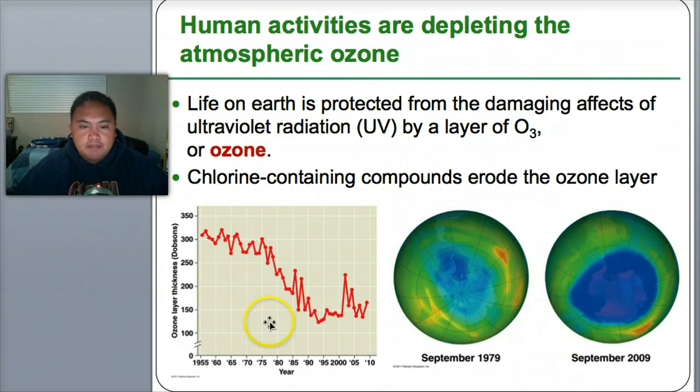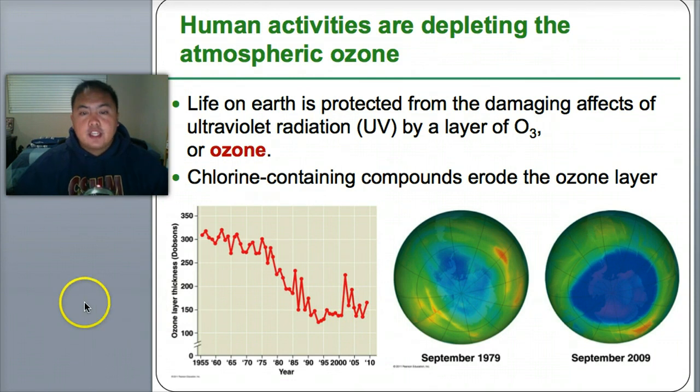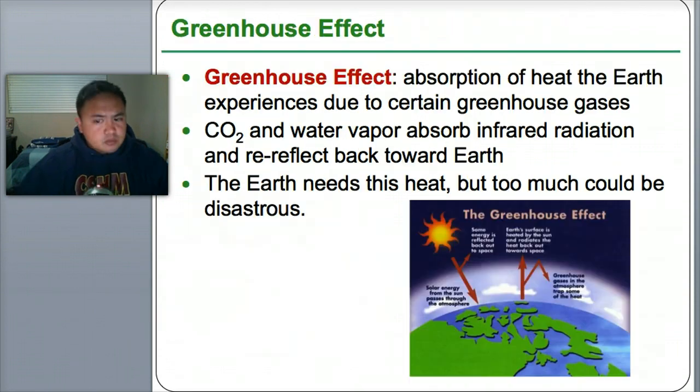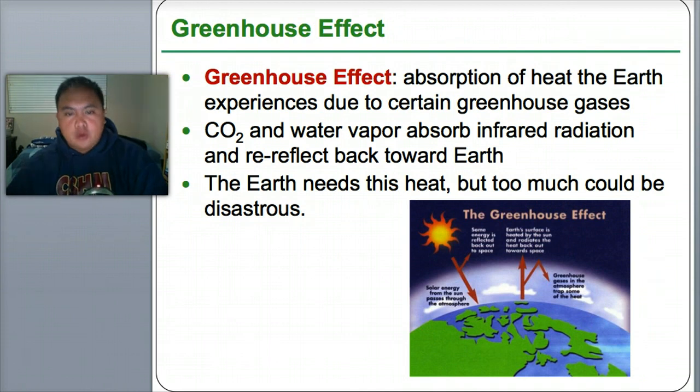The layer is just eroding away. Here's the thickness by year. In 1955, here's the thickness of ozone, and back down here, we're way low. You may notice that in the 2000s, we actually spiked back up, but now it's going back down again. So us humans are ruining ozone. Another thing, people get these two confused: there's a difference between the ozone layer and the greenhouse effect.